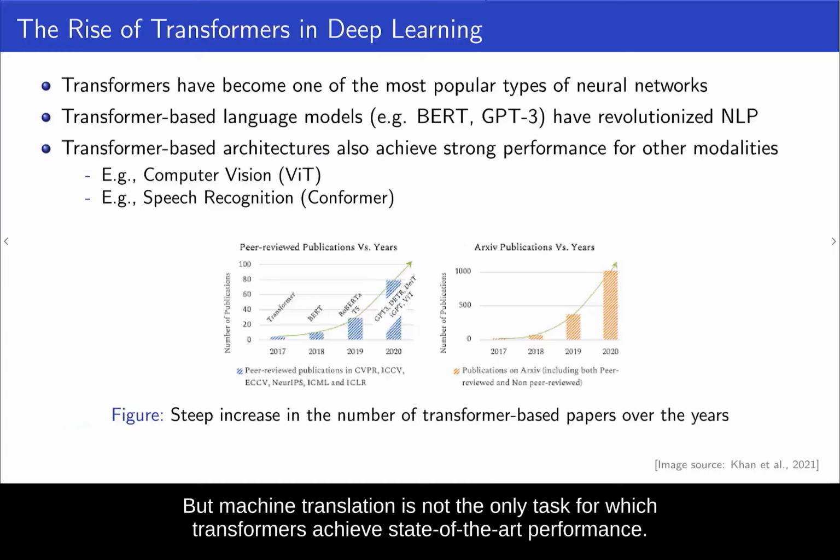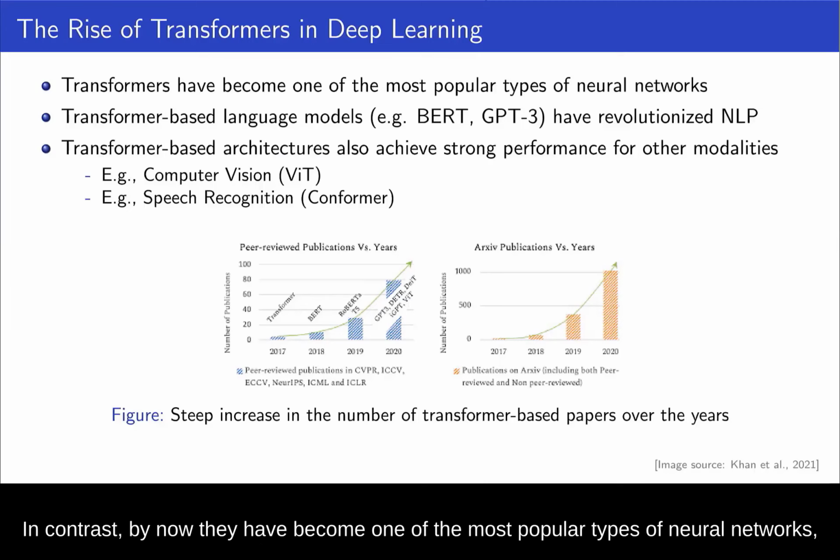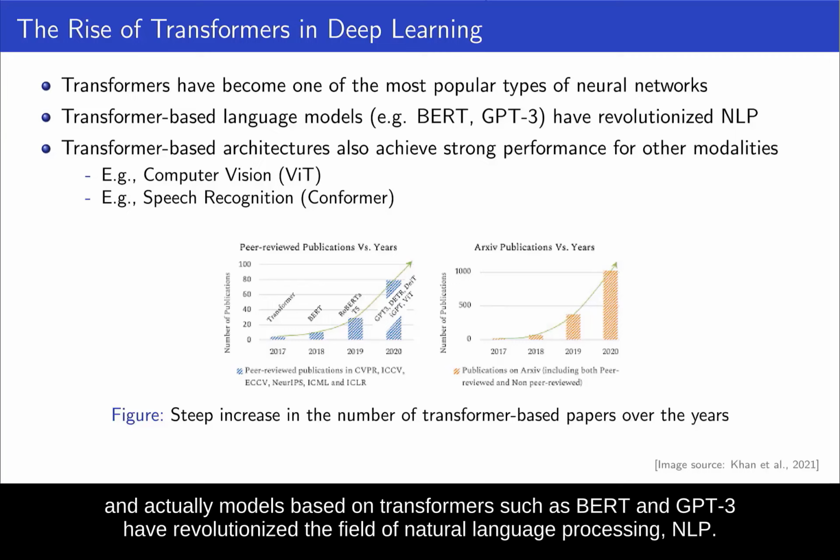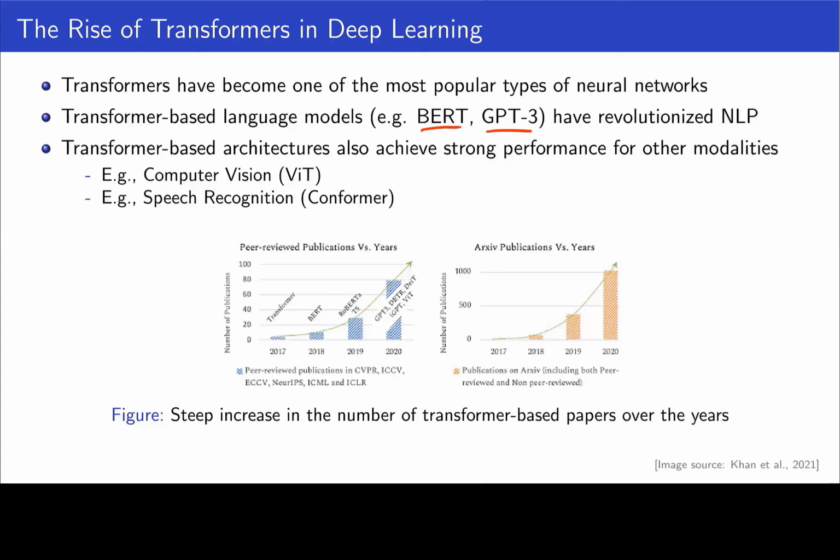But machine translation is not the only task for which transformers achieve state-of-the-art performance. In contrast, by now, they have become one of the most popular types of neural networks. And actually, models based on transformers, such as BERT and GPT-3, have revolutionized the field of natural language processing, NLP.